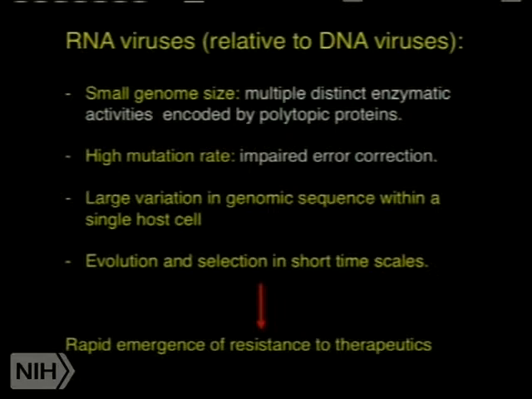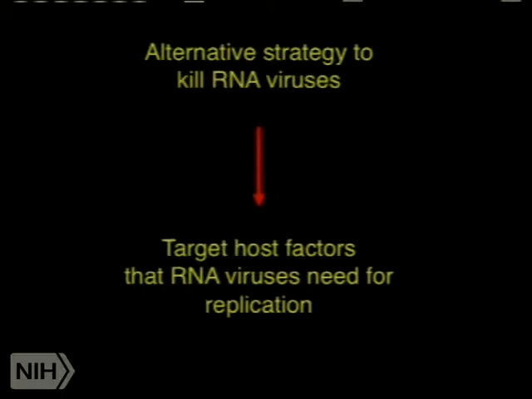So what does it mean practically? A single virus can infect a host cell, and that virus's progeny can have subtle variations. Not quite species, but so-called quasi-species. So you can have a variety of the same virus in one cell. All of this results in evolutionary selection on short time scales, which can lead to rapid emergence of resistance to therapeutics. So, not just in my lab but in many labs around the world, we are looking for alternative strategies to kill RNA viruses. And as I just said, we look for target host factors that RNA viruses need for replication.